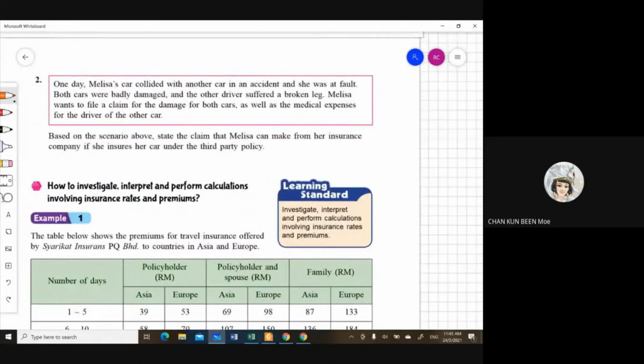One day, Melissa's car collided with another car in an accident and she was at fault, meaning she is wrong. Both cars were badly damaged and the other driver suffered a broken leg. Okay, so Melissa drove a car and then the other driver here, he broke his leg. Melissa wants to file a claim for the damage of both cars. Okay, she wants to claim damage for her car, also the damage for this car, as well as the medical expenses for the driver of the other car. Okay, let us see whether she can do it or not.